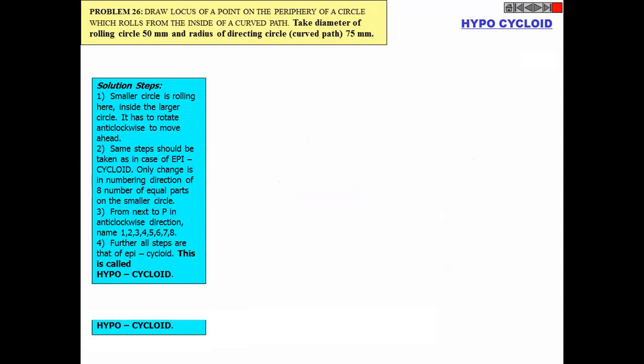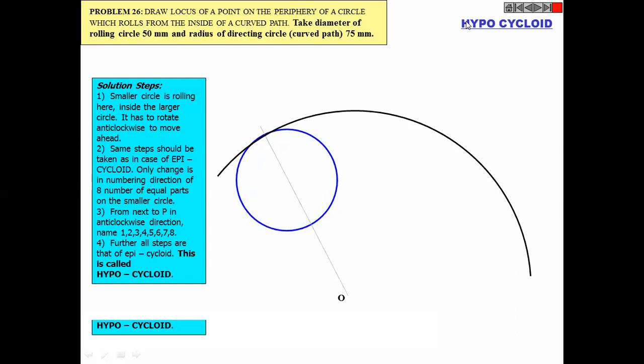How that works, I will tell you. The problem statement is ditto, nothing changed, everything is the same except this hypo. Hypo means now the rolling circle is under the curvature, not over. So first of all, we'll mark this 75 mm radius curvature. Then this is our 50 mm circle, which is now inside this curvature. Earlier we were having it outside the curvature, now we are having it inside. That is the only difference. That's it.